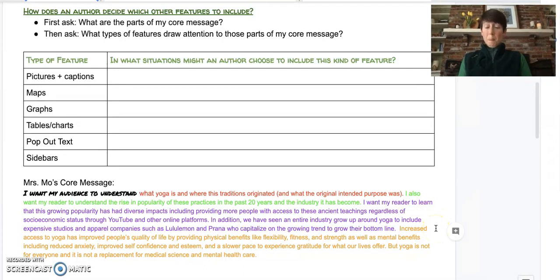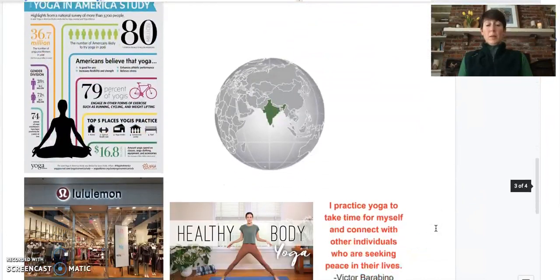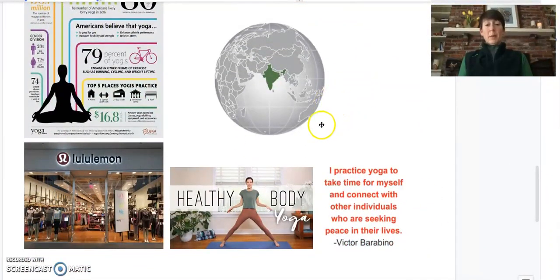So here I've pasted my core message down, and I've highlighted in different colors the different sections of my message. And I've thought about what would make sense to go with them. So when I think about what yoga is and where this tradition originated, one of the things I thought might be cool is a map that shows where India is on the planet, because India is where yoga originated. So I went to Google Images and I searched, and I found this map here that has India highlighted. And we've seen maps like this in other feature articles we've read, so I think I might use that to just highlight India.